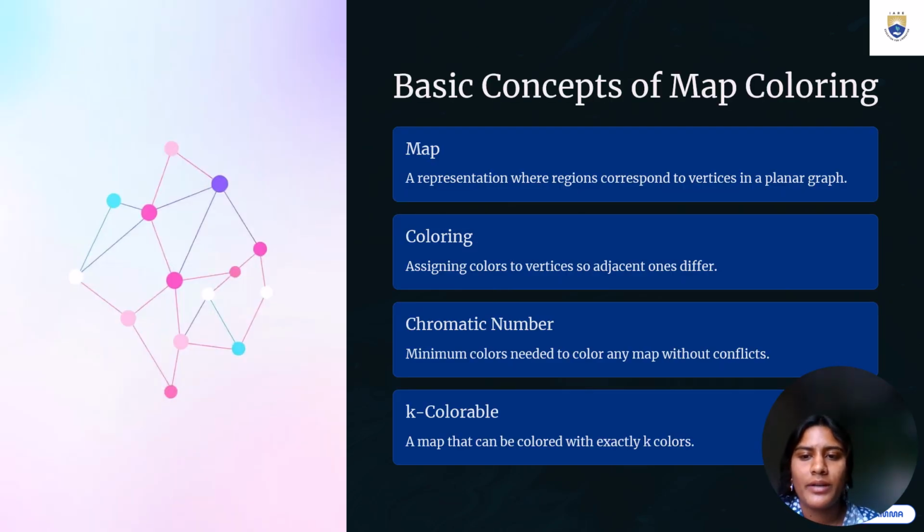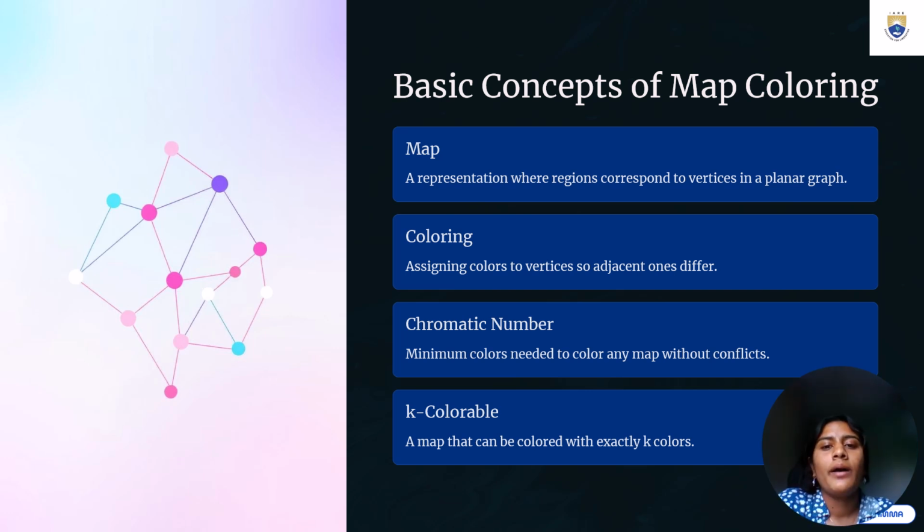Basic concepts of map coloring. Let's get started with some basic concepts. What are these basic concepts? A map here is like a drawing where regions are represented as vertices in graphs. Coloring means assigning certain colors to those vertices. But if two areas touch, they must have different colors. The chromatic number is the fewest colors needed to color the whole map correctly. If a map can be colored with exactly k colors, we call it a k colorable map. These definitions sound fancy, but they are the building blocks for everything we'll discuss today.